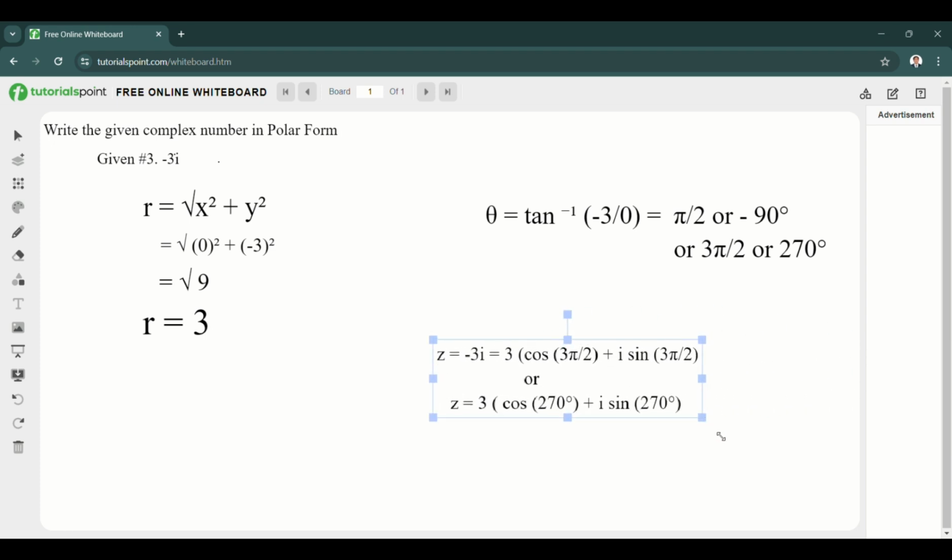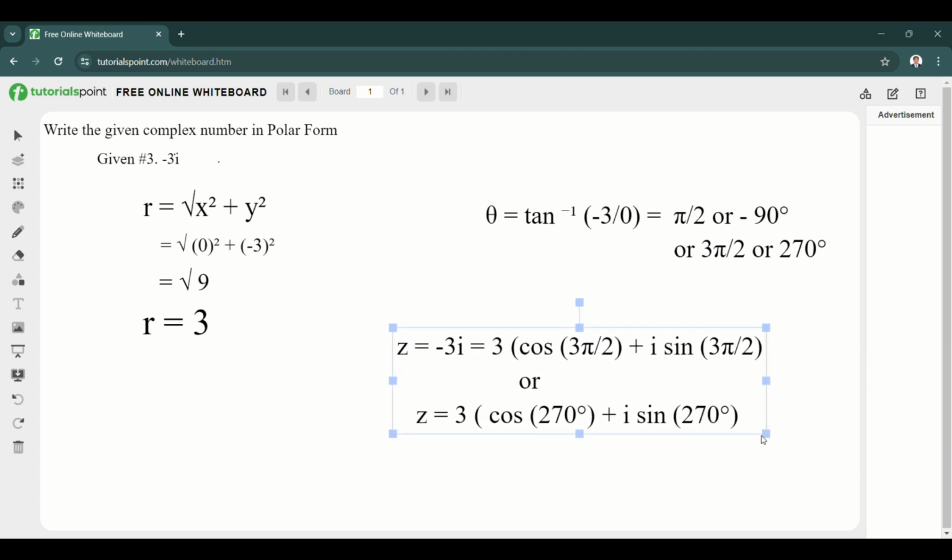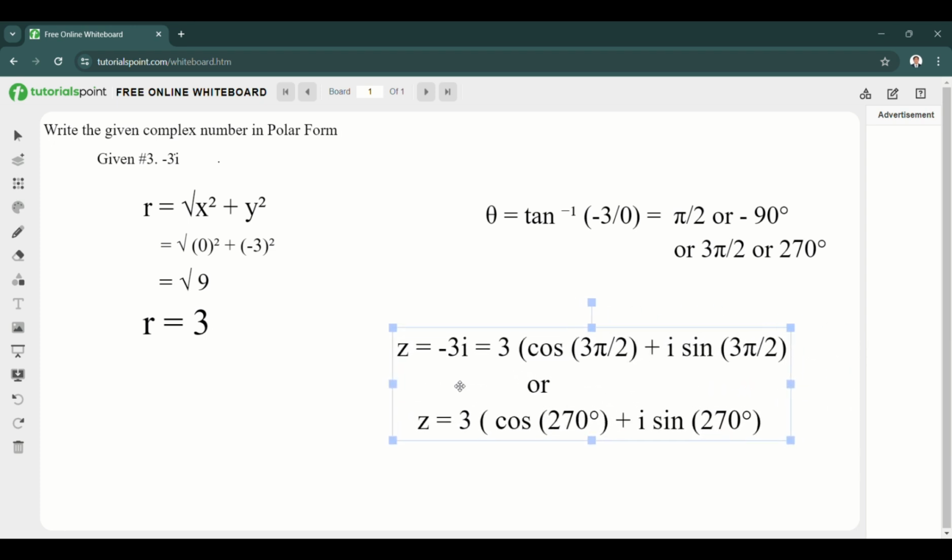So our value now for the polar form is z equals negative 3i equals 3 cosine 3 pi over 2 plus i sine 3 pi over 2, or z equals 3 cosine 270 degrees plus i sine 270 degrees in degrees.